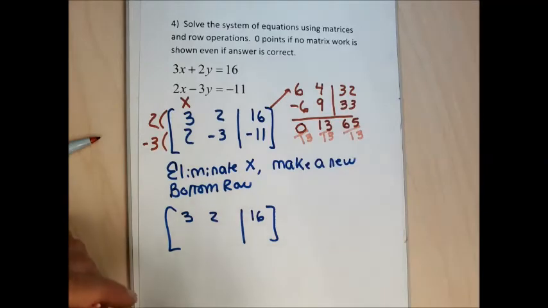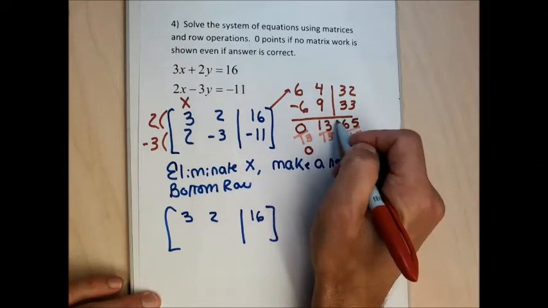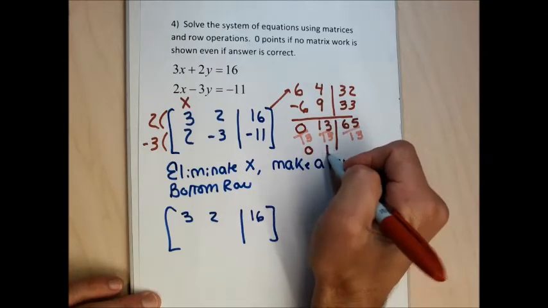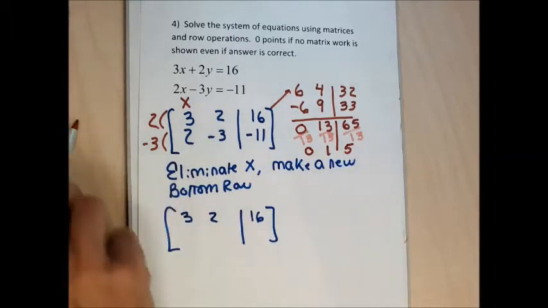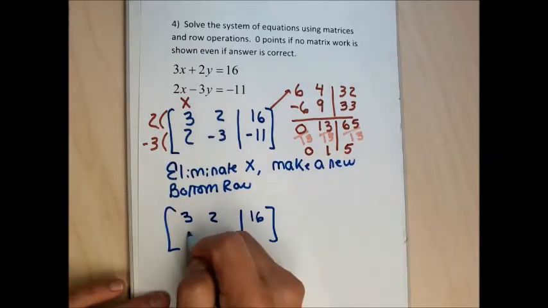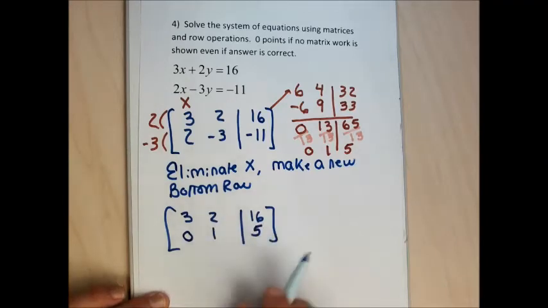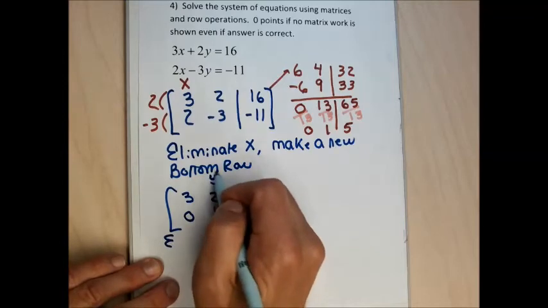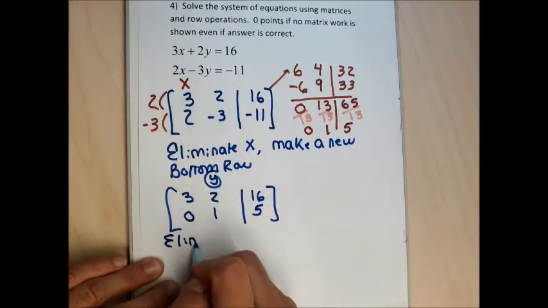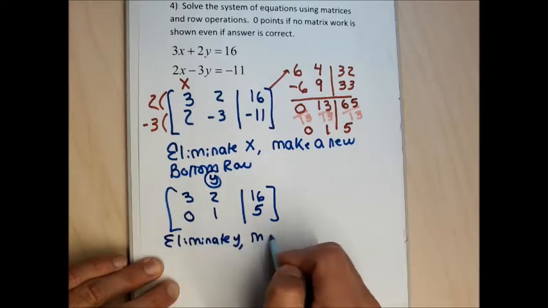When I divide all those numbers by 13, I'm going to get what my bottom row is going to be. 0 divided by 13 is 0. 13 divided by 13 is 1. 65 divided by 13 is 5. So done with the first step, I eliminated the x and I made a new bottom row. Second step is I'm going to eliminate the y and make a new top row.